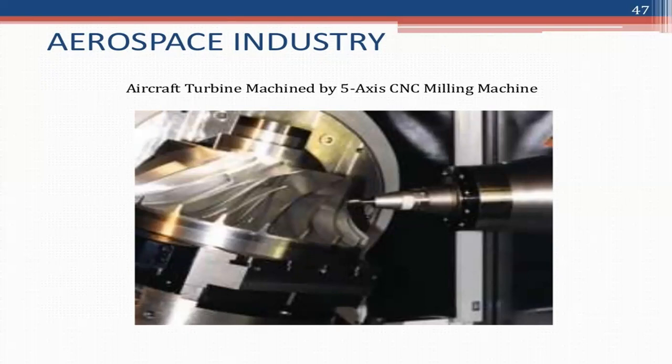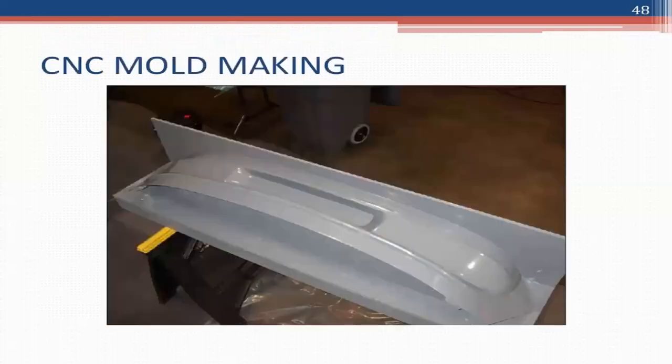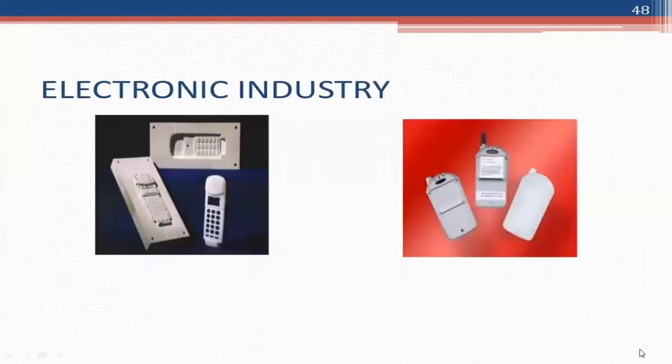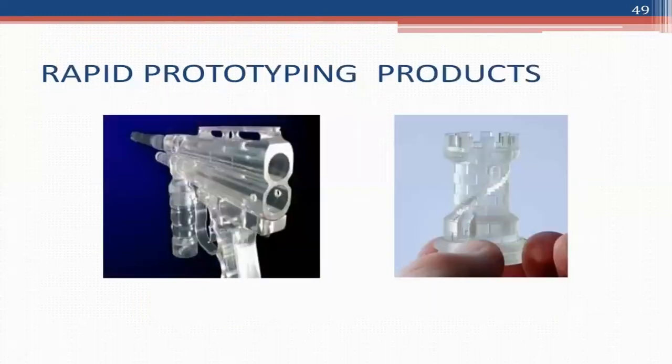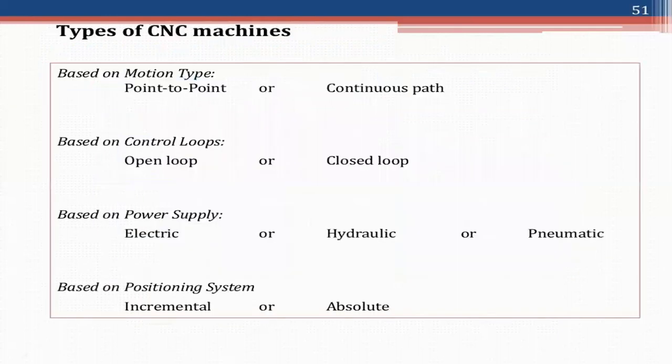Aircraft turbines are machined by 5-axis CNC milling machines. CNC mold making is used for things like car pumps. In the electronic industry, control panels and switches are also made by CNC machines. These are rapid prototyping products done by CNC machines.